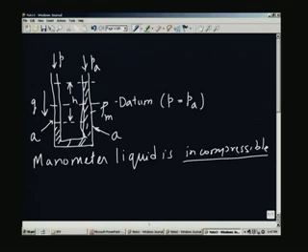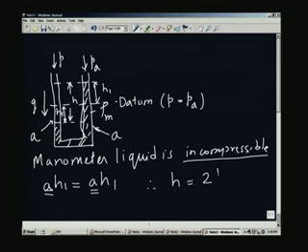So, suppose it goes up by a certain amount H1, it also has to go down by a distance equal to H1, because the volume of the liquid which has gone up should be equal to the volume which has gone down. So, these two must be equal, because the manometer liquid is incompressible. So, A into H1 is equal to A H1, because area is the same, these two are the same area. Therefore, it goes up and goes down equally. Therefore, we can say that H is nothing but 2 times H1.